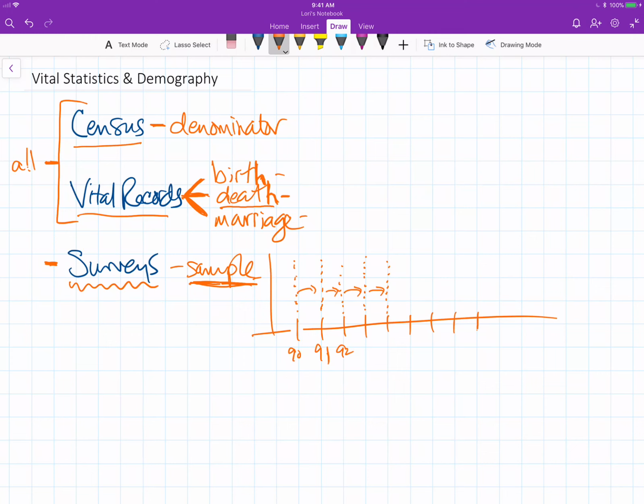So these are some of the ways that we try to keep track of what's happening within a population, both vital statistics and demography. And thank you for joining me for this discussion.